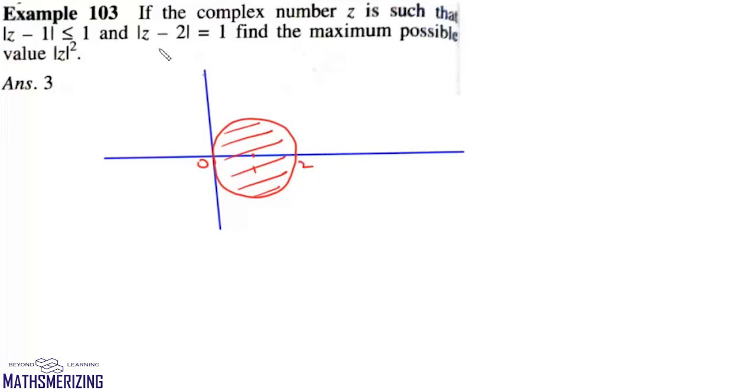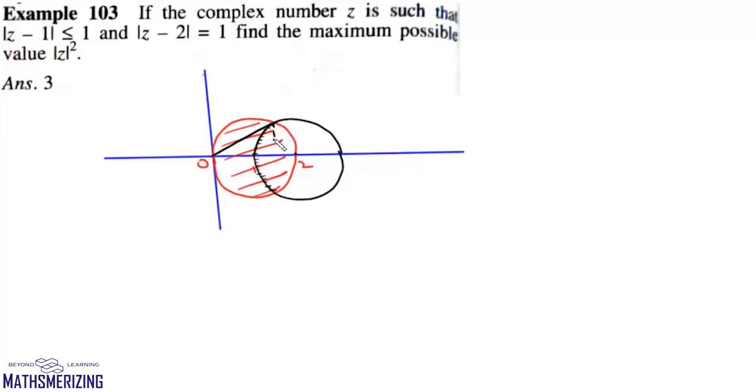Now the second one is mod z minus 2 equals 1. So this again is a circle with center at 2 and radius equals 1 unit. So all the complex numbers which satisfy both these conditions are this portion of second circle which lies inside or on this first circle. Now we know that maximum value of mod z will occur at this point. So this is maximum value of mod z.